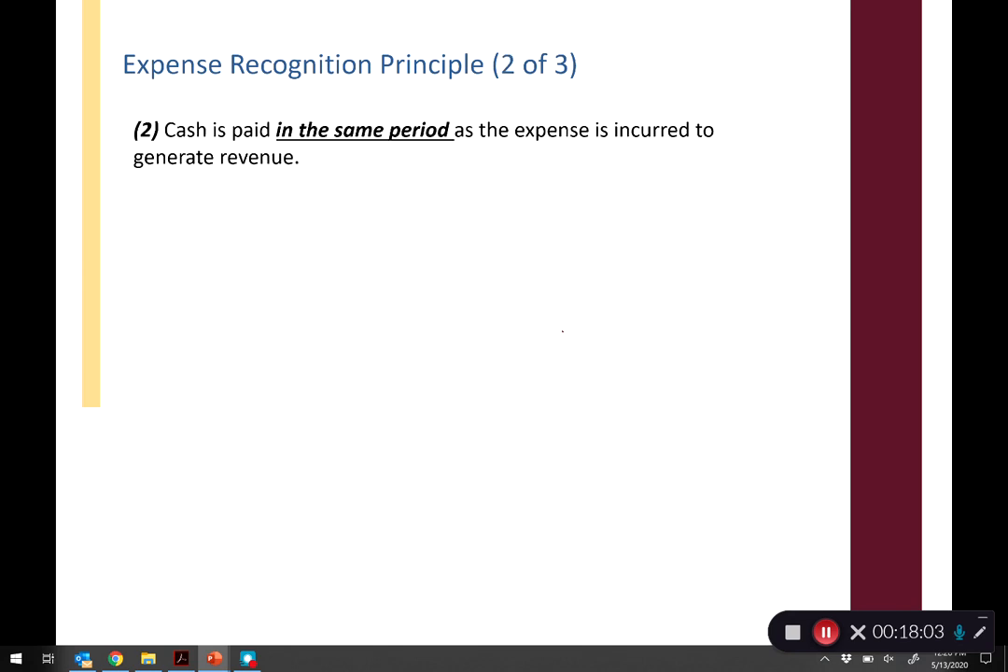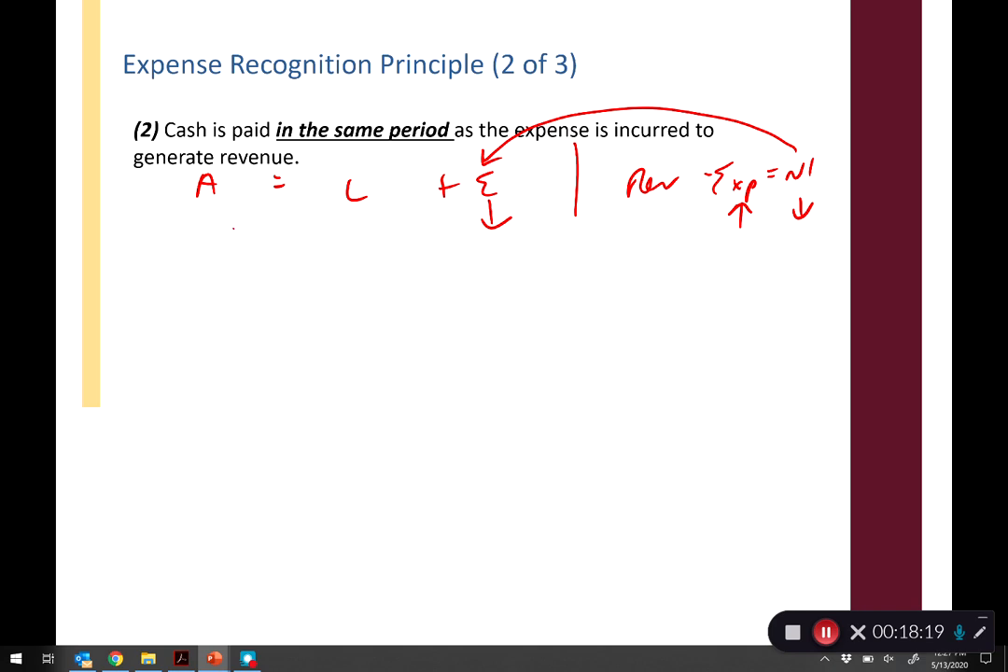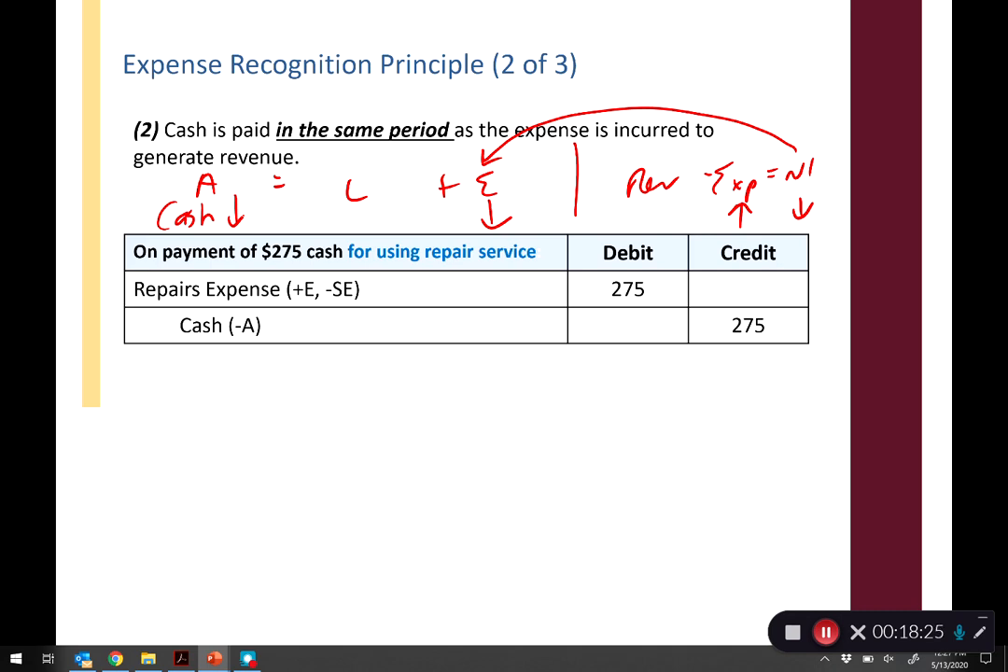So now the next scenario is we pay the cash in the same period as the expenses incurred. So this is the easiest scenario. It's one step. We use it, so expense goes up, which makes net income and equity go down. And then we pay for it, so cash goes down at the same time. Easy peasy.